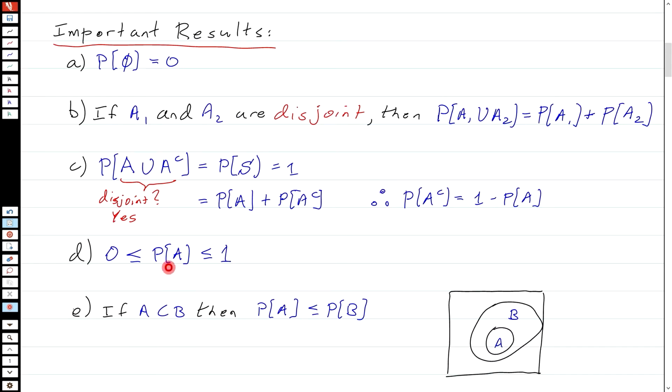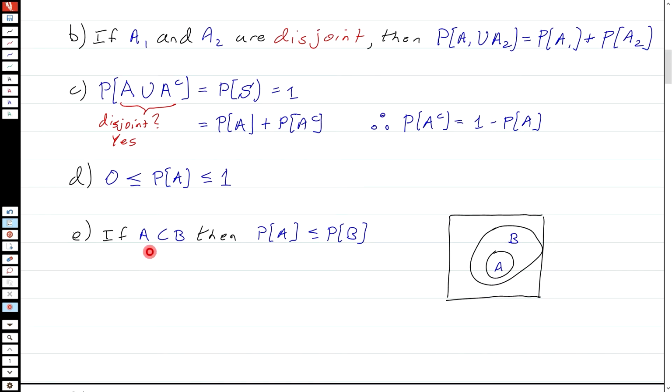As I mentioned, the fact that probabilities are non-negative and that the certain event is probability 1 means that all probabilities must lie between 0 and 1. This one comes about because of this idea of areas. If A is a subset of B, then A has smaller area than B, and it's inside B. And therefore, the probability of A is less than or equal to the probability of B.